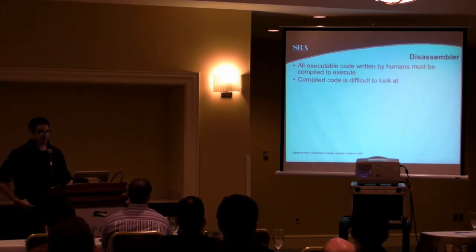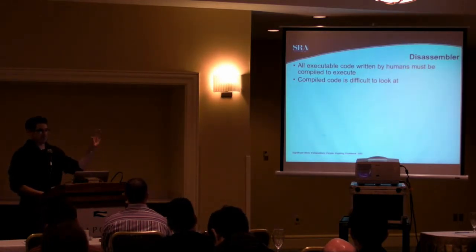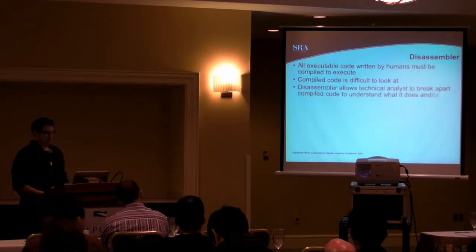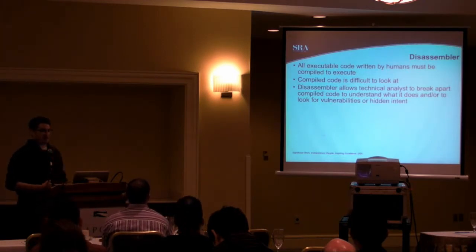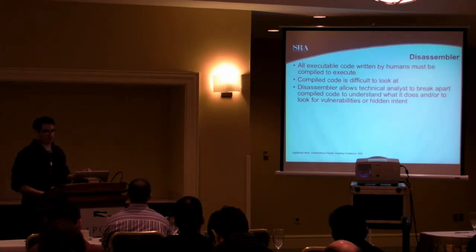Compiled code is difficult to look at. It's hex, so you're just going to see FF, 3A, CC. A disassembler allows technical analysis to break apart the compiled code to understand what it does and to look for vulnerabilities, perhaps in the malware or in the code, or some hidden intent if there's something that's Trojaned with a backdoor or something like that. You can look through it.